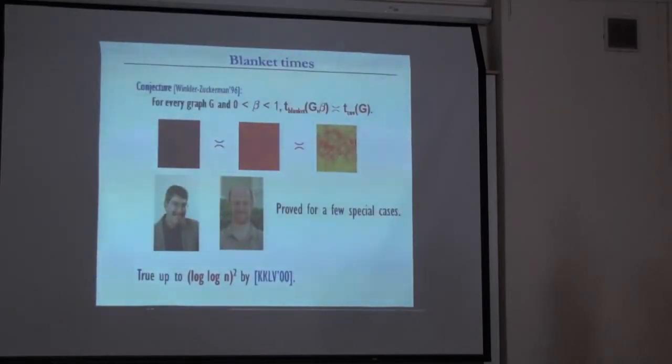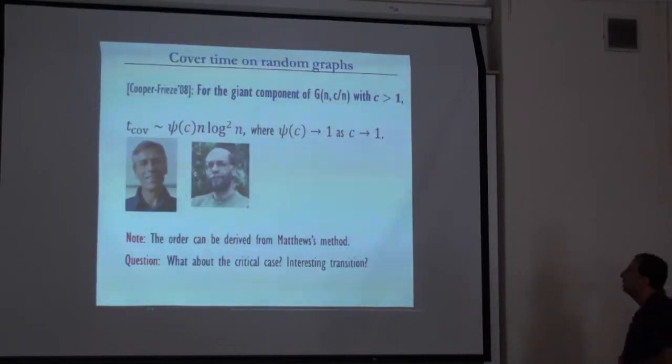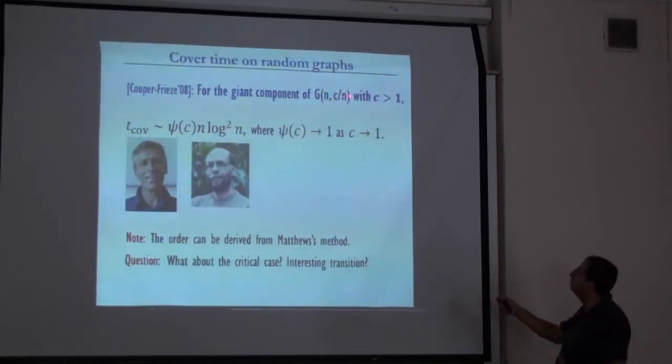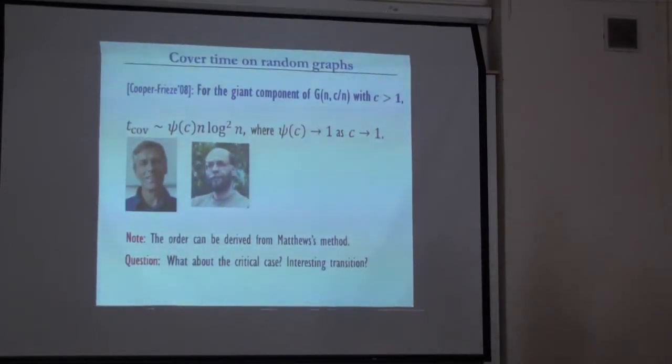Now, another place where cover times were analyzed was for random graphs. So look at the Erdős-Rényi random graph, G(n,p), where p is c over n, with c bigger than 1. Then Cooper and Frieze analyzed this in great detail. I remember struggling to read this paper, and then going to Alan Frieze and asking him why it was so hard to read. And he told me, well, I write my papers to record the result, not to be read.